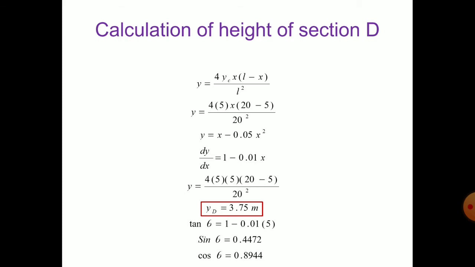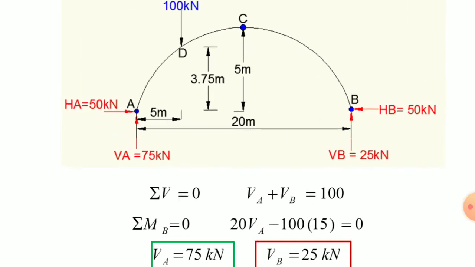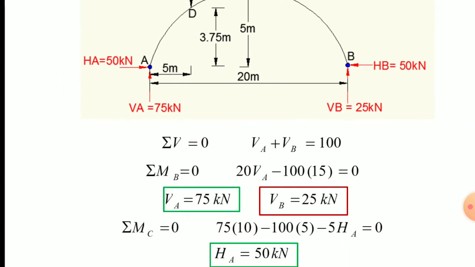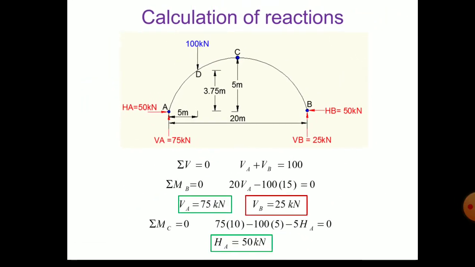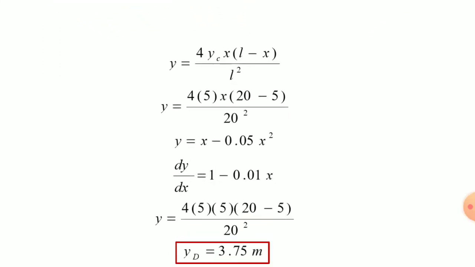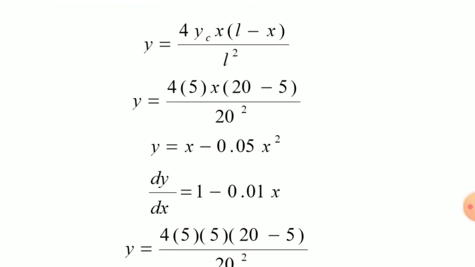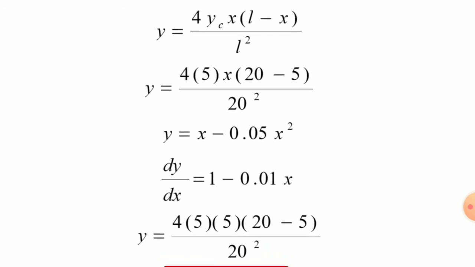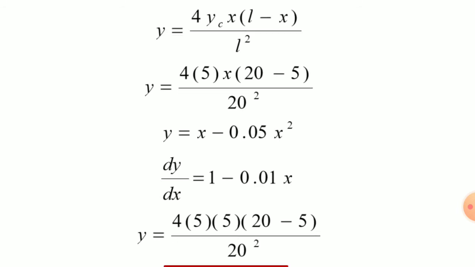Then we should calculate now the height of the section D, which is shown here as 3.75. Let us see how we get it as 3.75. From the parabola equation, y is equal to 4 yc x into (L minus x) divided by L square. yc is the height of the crown from the supports, x is the distance where you require the height, L is the span, that is 20 meters.